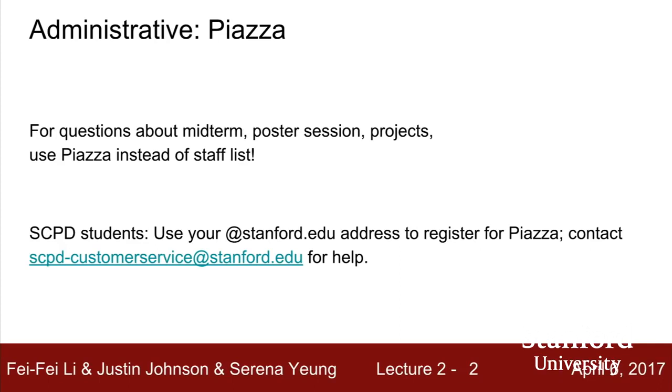It's easy for emails to get lost in the shuffle if you just send to the course list. It's also come to my attention that some SCPD students are having a hard time signing up for Piazza. SCPD students are supposed to receive a @stanford.edu email address. Once you get that email address, you can use the Stanford email to sign into Piazza. Probably that doesn't affect those of you sitting in the room right now, but for those students listening on SCPD.